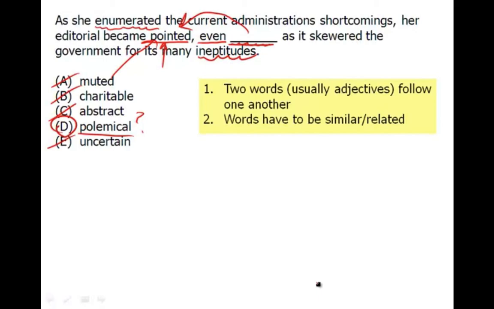So the good news is if you know this word, you know the apposition, the even, some sort of extreme, you don't have to know all these other words. You really don't even have to know what the sentence is saying. You can still get the answer. So that can definitely be helpful on some of these text completions.